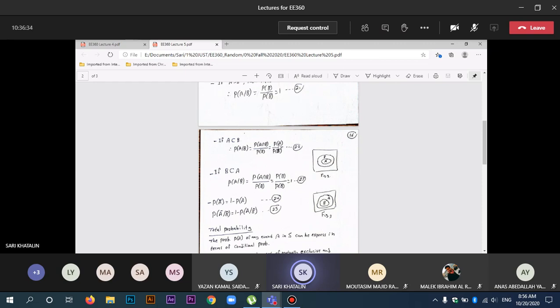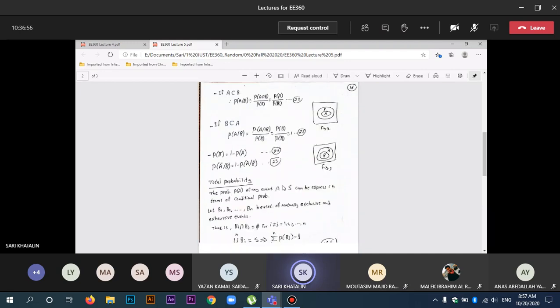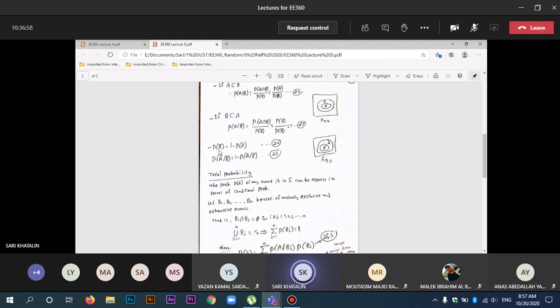So which means the probability of A divided by B. And if B is a subset of A, the opposite, it will be 1. Why? Because in this case, the intersection is equal to B. So the probability of B divided by B is equal to 1. And we have two equations here, 24 and 25. The probability of, we did see that before, last lecture. And also the probability of the complement of A given B is equal to 1 minus the probability of A given B.